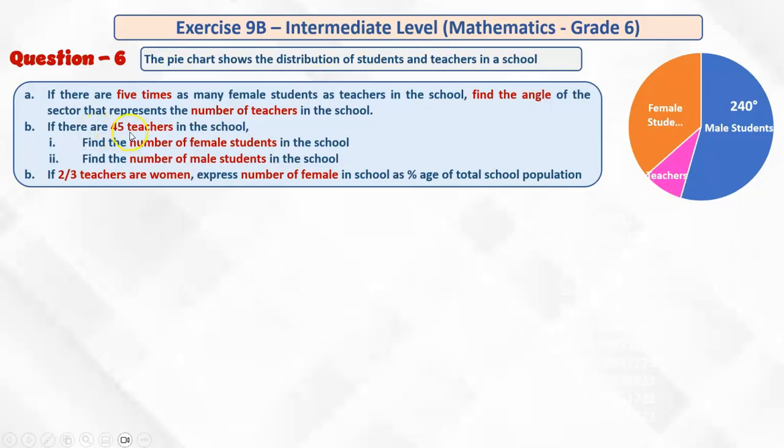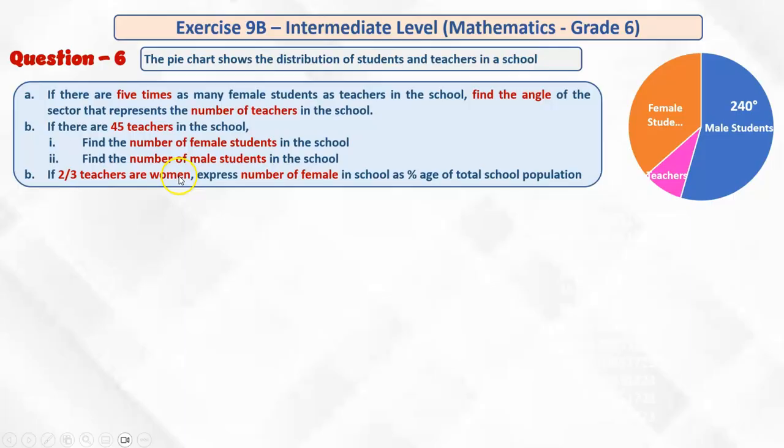And if there are in total 45 teachers in the school, the teachers being represented by the pink color, find the number of female students in the school. We have to find the number of these female students, the ones in orange, and we have to find the number of male students in the school, which is represented by the blue color and the 240 degrees. And if 2/3 of the teachers are women, we have to express the number of females in the school as a percentage of the total school population.